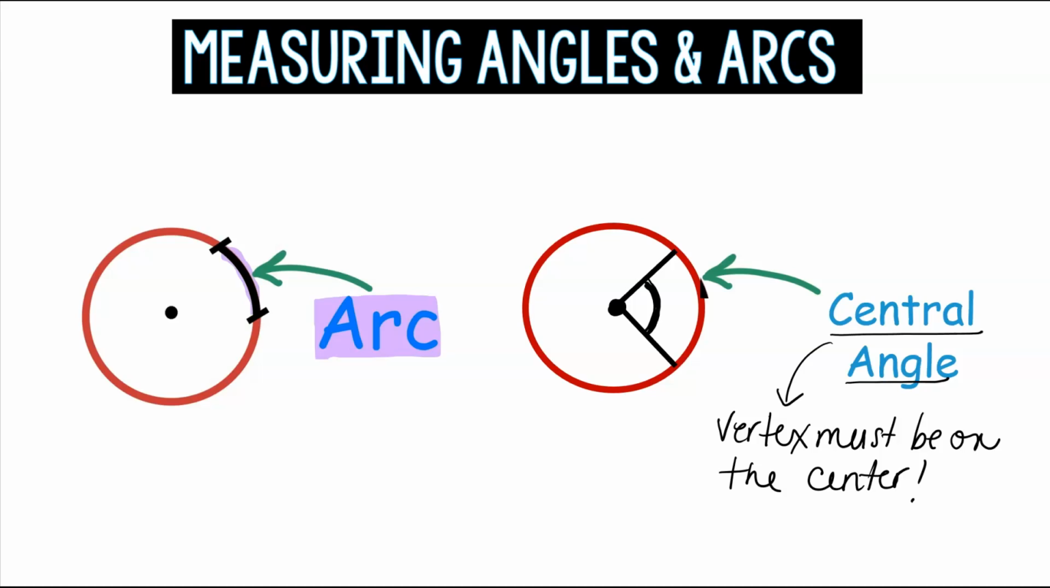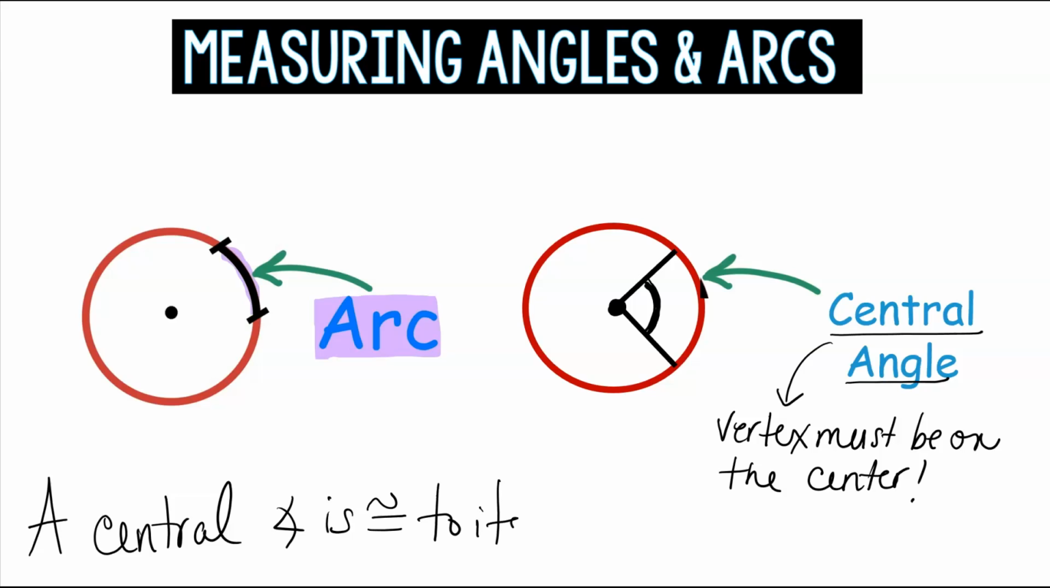Now there is a relationship between a central angle and the intercepted arc. A central angle is congruent to its intercepted arc. So if I said that this central angle was 50 degrees, the intercepted arc would also be 50 degrees. Now in this particular unit, we are going to measure the arcs in degrees.